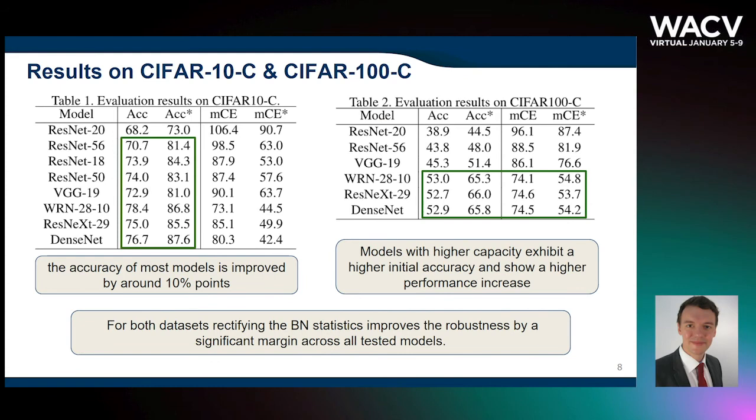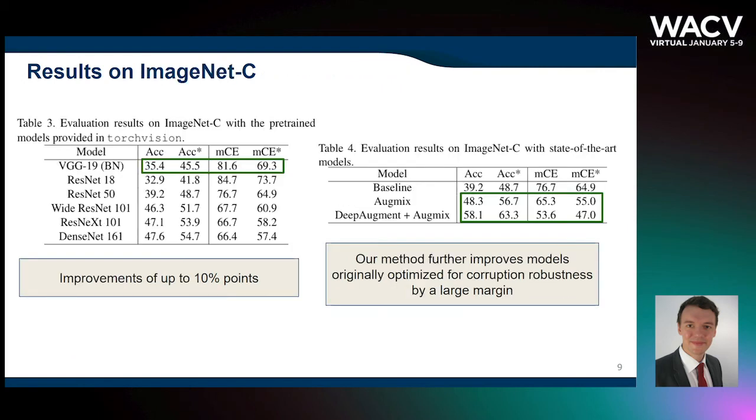Here, we show the performance of our approach on CIFAR-10-C and CIFAR-100-C datasets. On CIFAR-10-C, we find that our approach helps improve the model accuracy by around 10 percentage points. A similar trend is observed for CIFAR-100-C. We observe that models with higher capacity exhibit a higher initial accuracy and show a higher performance increase. This significant performance improvement is also observed for models trained on the large-scale ImageNet dataset.